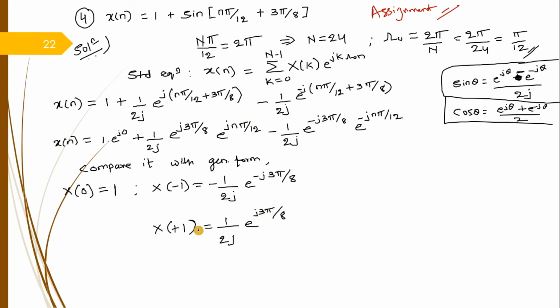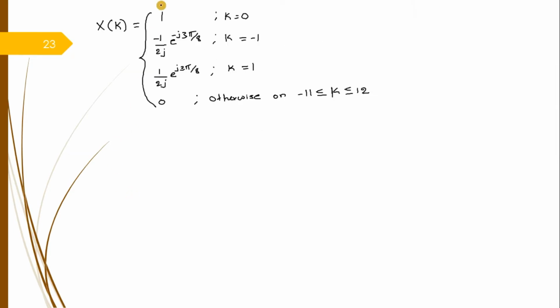I could name it, what value of k gets you that particular frequency coefficient. Now I have written it in a neat manner. So x of k is equal to 1 for k is equal to 0. Minus 1 by 2j e raised to minus j 3 pi by 8 for k is equal to minus 1. 1 divided by 2j e raised to j 3 pi by 8 for k is equal to 1. And 0 otherwise on the range.